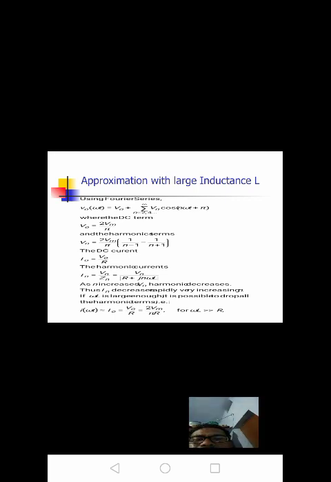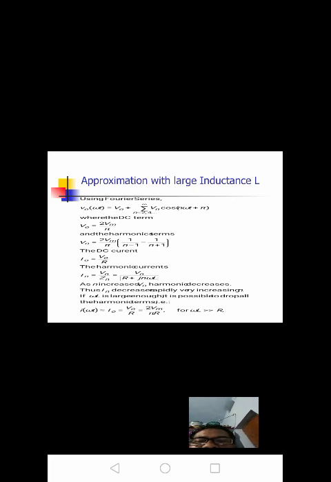As n increases, the harmonic Vn decreases. Here n is the number of harmonics. As n increases, meaning the 1st, 3rd, 5th, 7th harmonics, the order increases and the Vn value decreases. Thus In decreases rapidly with increase in n.